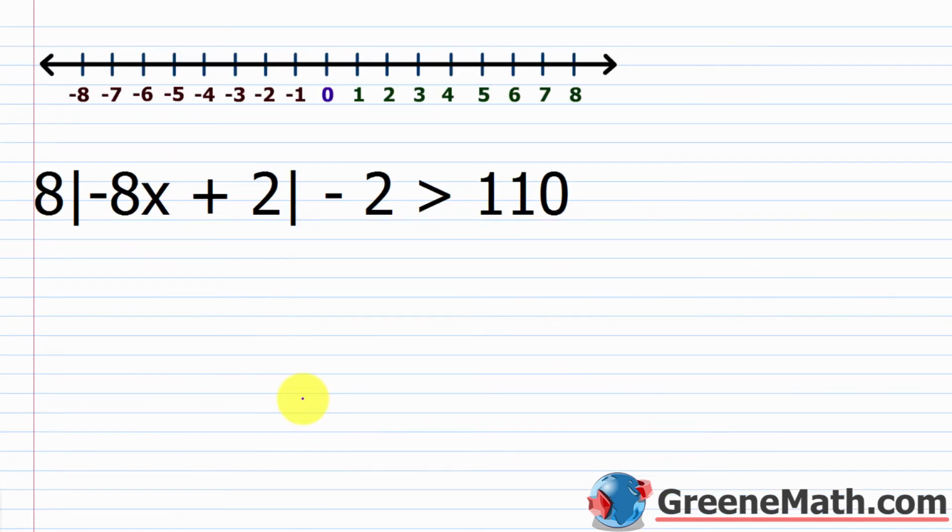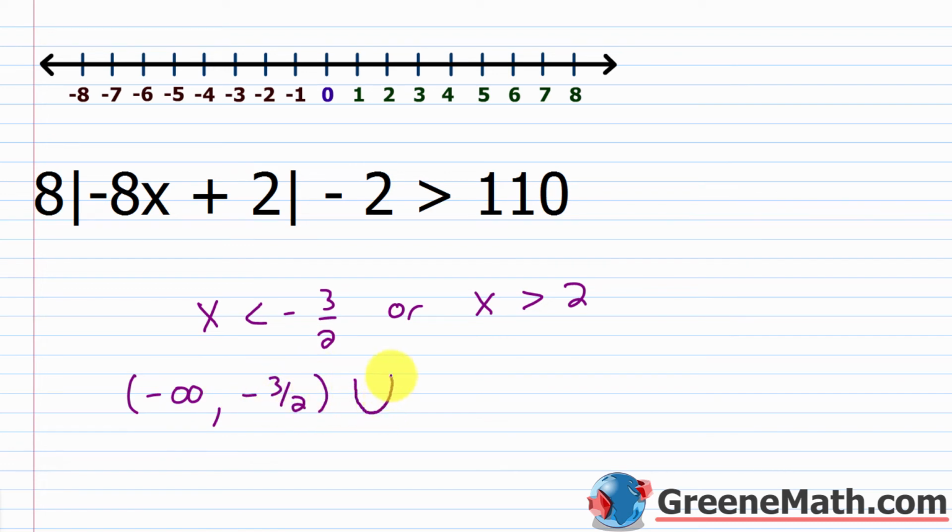So again, we found that x was less than negative 3 halves, or x was greater than 2. In interval notation, it's the union of the two solution sets. So coming from negative infinity up to but not including negative 3 halves, and the union with this other piece, after 2, anything larger, out to infinity.